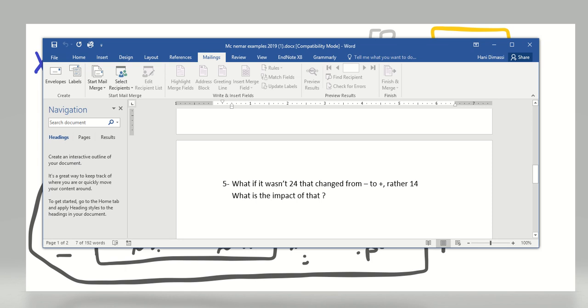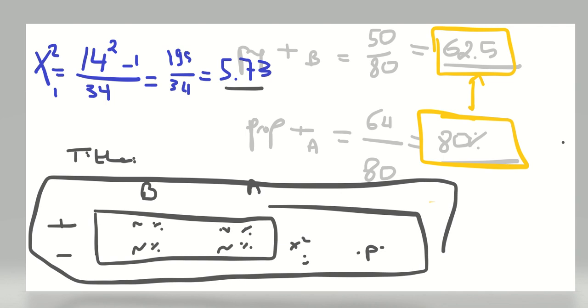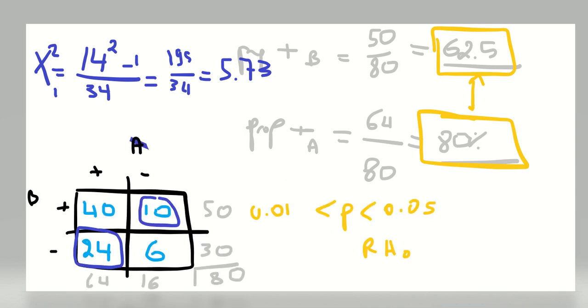What if it wasn't 24 that changed opinion from negative to positive, but rather 14? How would that impact your results? Oh shoot, I deleted the table. I wish I didn't. Let's see if I can do a lot of undos and get back my table. So I'm going to try to get the table because I'm going to need it to answer this question. All right, Azim. Great, I was able to get it.